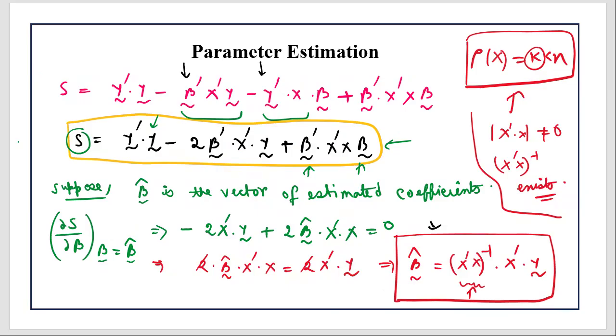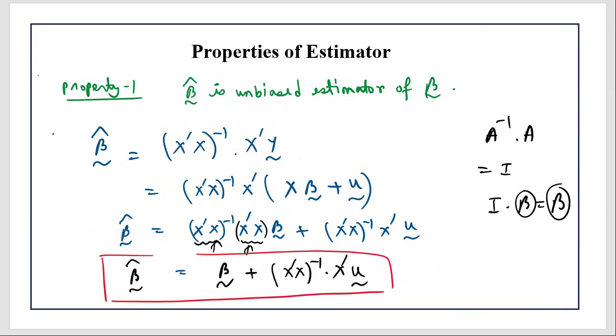This is what we got. Now from that parameter estimation, you can find out what will be the expectation of beta curl and what will be the variance of beta curl. So what is the expectation? Expectation of beta curl will be simply equal to the actual population parameter, which is beta curl. That is why it will be an unbiased estimator of the population parameters.